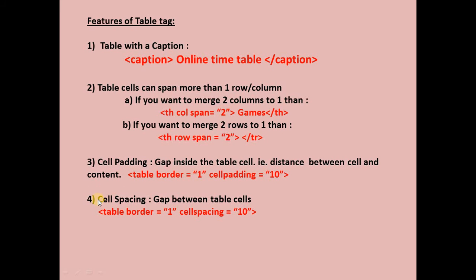Next we'll go on to the fourth feature, that is cell spacing. What is this? Cell spacing is nothing but the gap between table cells. Between 2 cells we need spacing. So for that we have a feature called cell spacing, and we can mention an integer value. So table border equals 1, the thickness of the border is 1, and cell spacing equals 10.